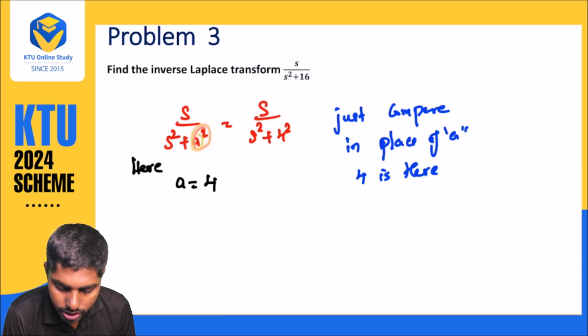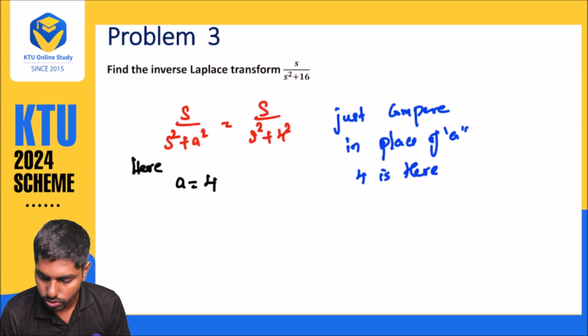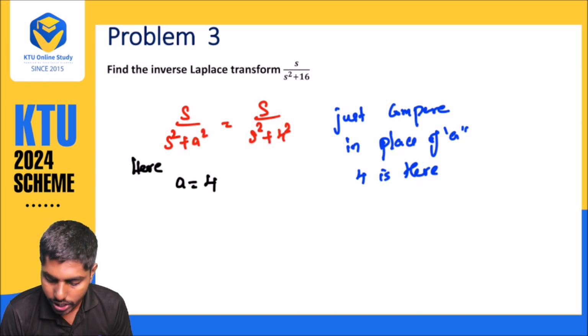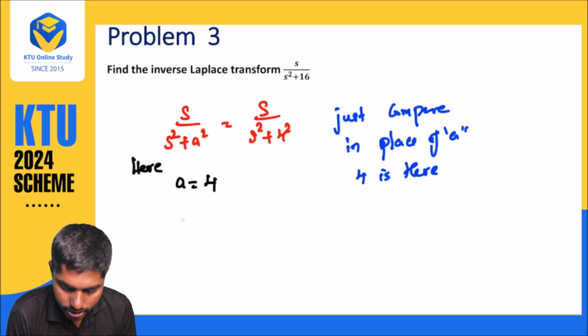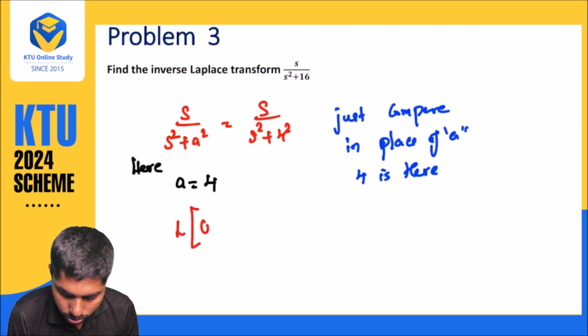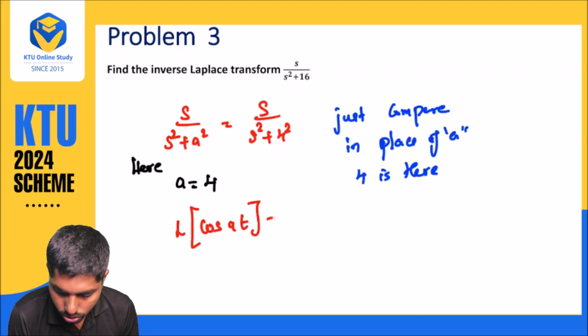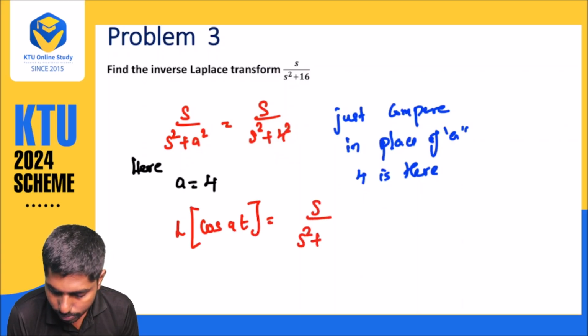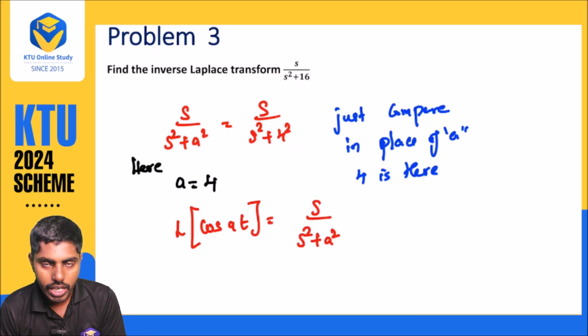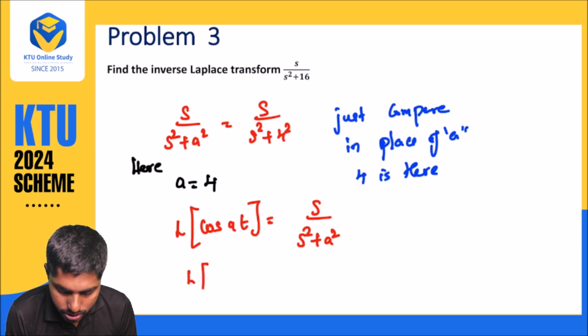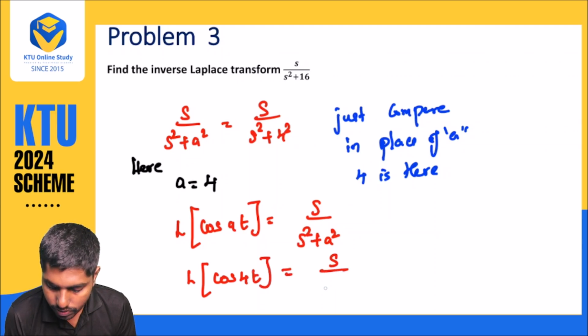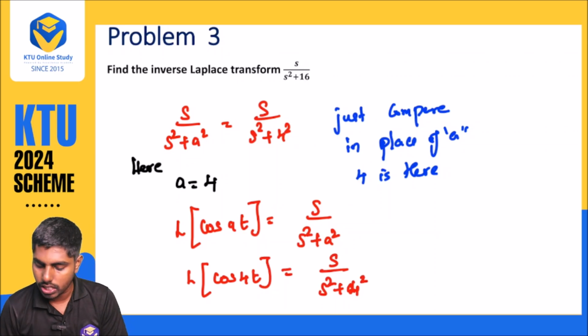So in place of a square, what is there? 4 square is there. So a is equal to 4 we have identified. So from here, Laplace of cos at is equal to x divided by x square plus a square. So what is our a value? Our a value we have identified as 4. So Laplace of cos 4t is equal to x divided by x square plus 4 square.